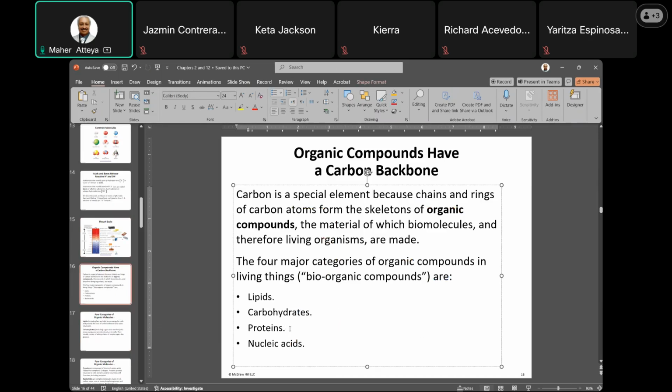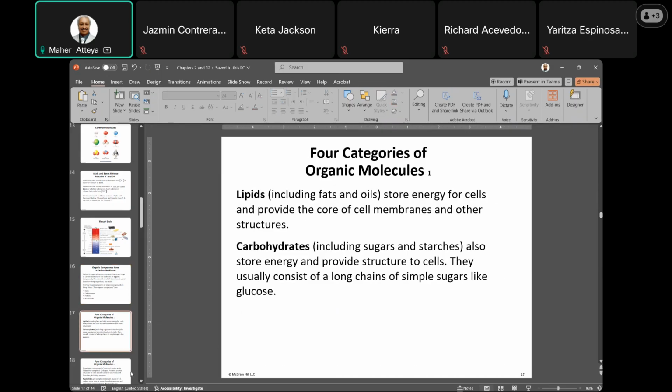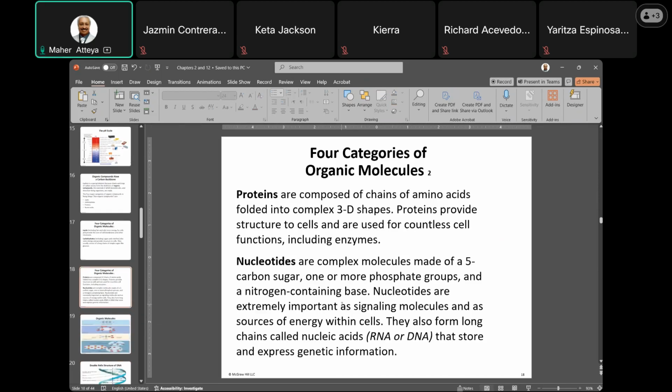Amino acids have two functions. I'm not going into details, but at least there is an amino group, and it has a carboxylic group. So proteins are amino acids. Nucleic acids, the same thing. This is the definition: acids such as RNA, DNA, those are complex molecules made of 5 carbon sugars, and they can add phosphorus groups and a nitrogen base. Okay.